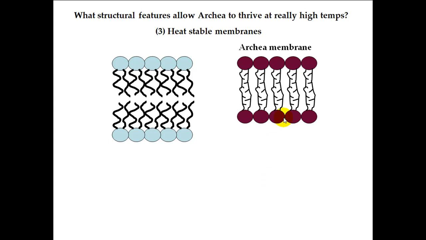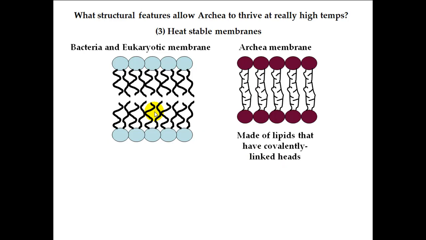So again, this is a general schematic of what an Archaea membrane looks like. One of the things that characterizes it is that it's made up of lipids that have covalently linked head regions. In contrast, this is what the membranes of most bacteria and eukaryotic cells look like. It's characterized by being made of a phospholipid bilayer, and the two layers of phospholipids aren't really covalently linked to one another.